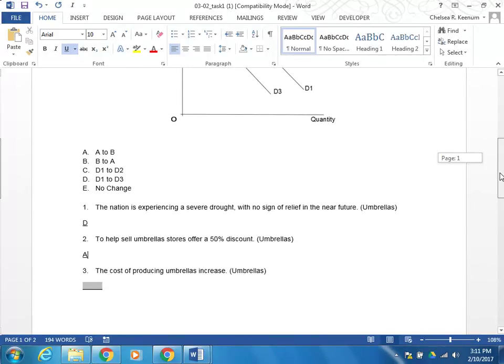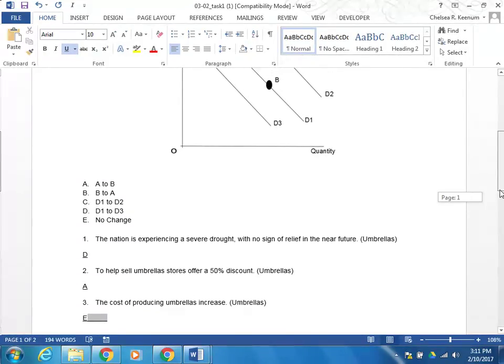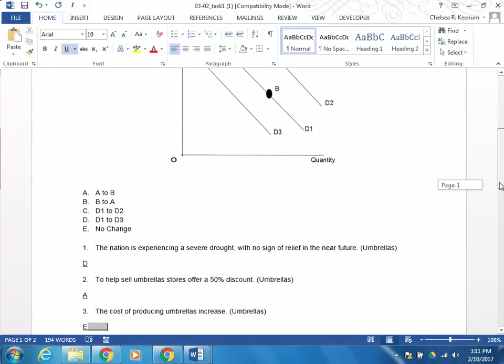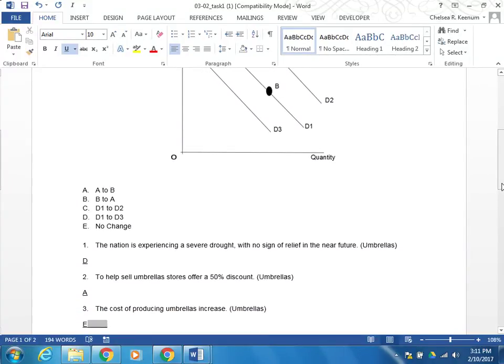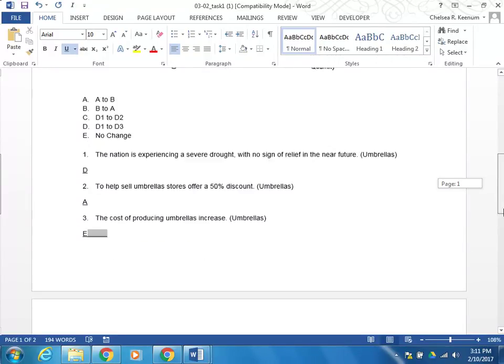And then E, the cost of producing umbrellas increases. I just told you that answer. It is E, and it is the only one that is no change, because it doesn't change the demand for umbrellas just because the production costs are more. That would affect the supply that the producer puts out in the market, but it doesn't affect the demand. So you have answers 1 through 3.